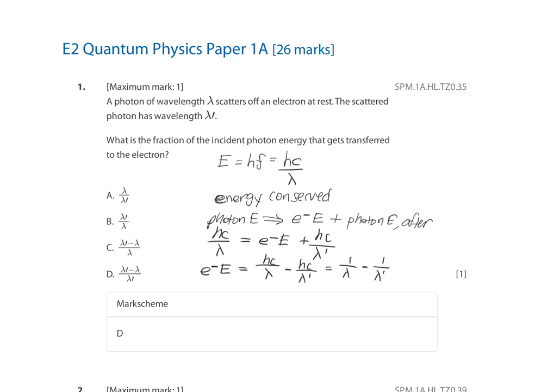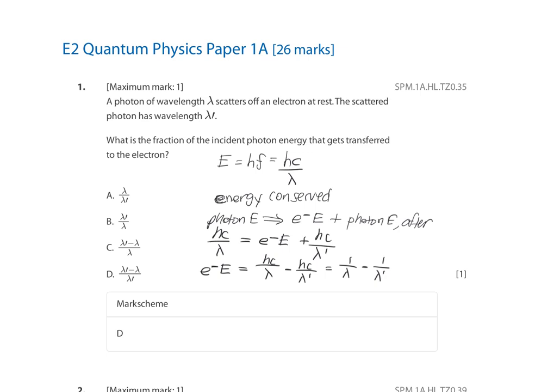The scattered photon has wavelength lambda prime, which is going to be a longer wavelength because it's lower energy, because some of the energy went to the electron. So energy will be conserved in the collision, and the original photon energy is transferred to the electron and then the photon energy after. We want to know how much energy goes to the electron. We know that energy is hc over lambda. So we have hc over lambda before is the electron energy plus hc over lambda prime.